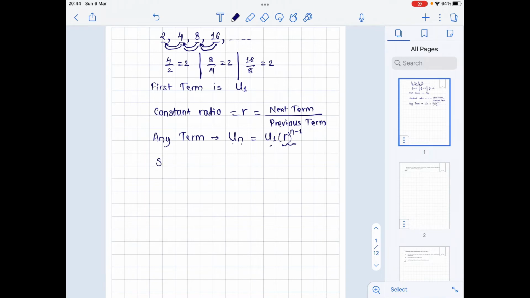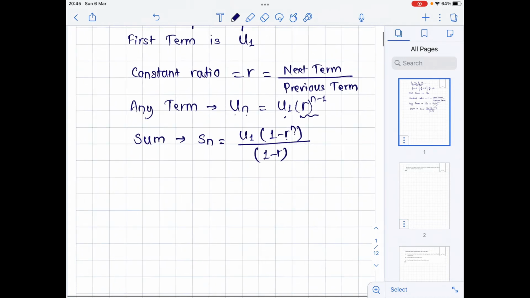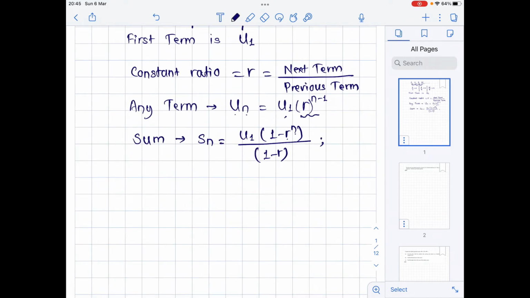If I ask to find the sum, when I say sum, it becomes a series. Till now it's a sequence. So the series of a geometric sequence is Sn equal to u1 times 1 minus r raised to n over 1 minus r. You can see here r raised to n is in a bracket, and whatever term you get, you subtract from 1. This is used if your r is less than 1. That is why you are subtracting from 1, because 1 is bigger than your ratio.